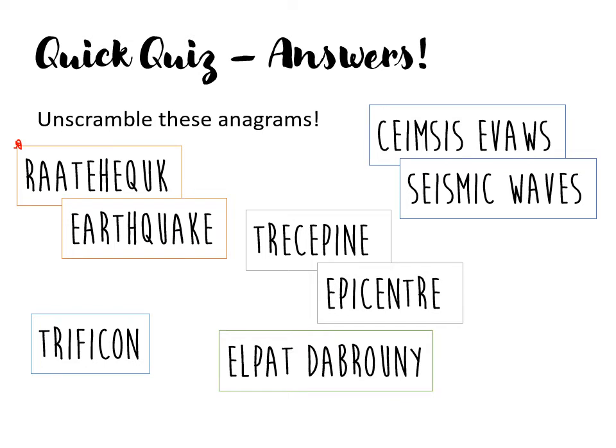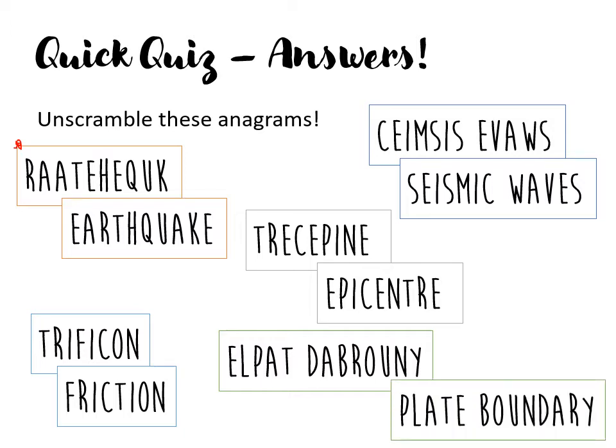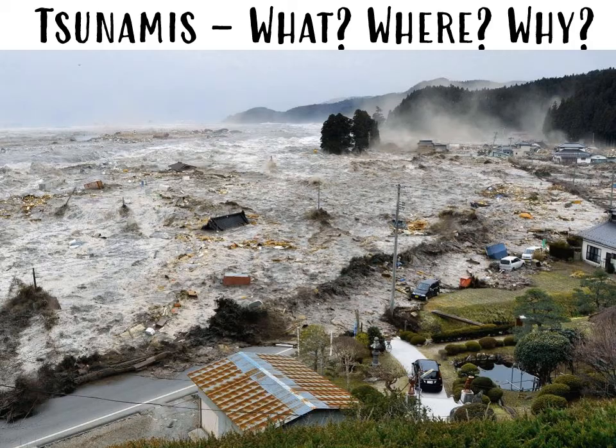Remember, the area on the surface above where the earthquake occurs inside the crust. Then we have the friction, which is the force that's acting when the plates are rubbing against each other. And then the last one we have is plate boundary, which is obviously where our earthquakes occur.